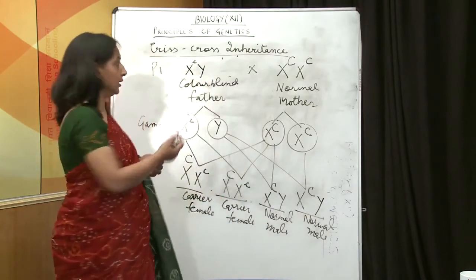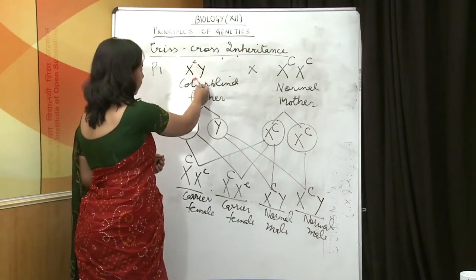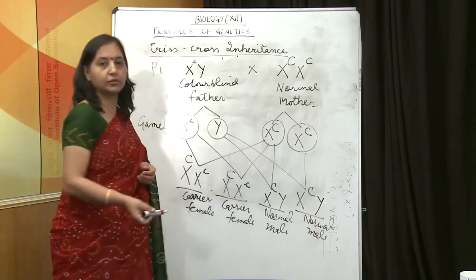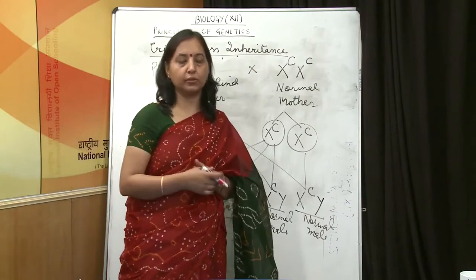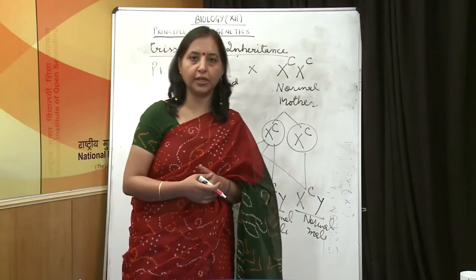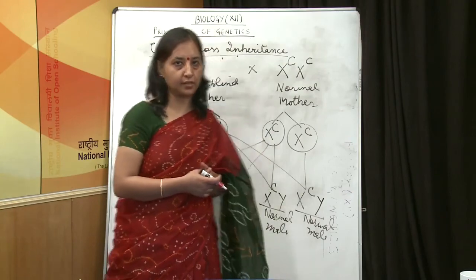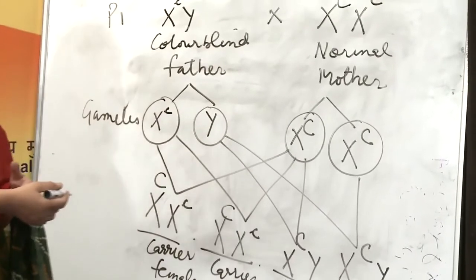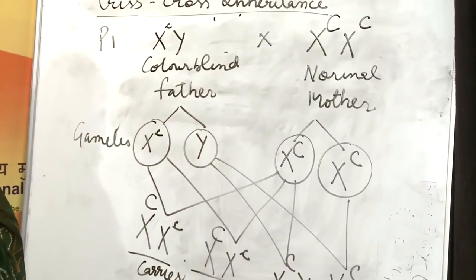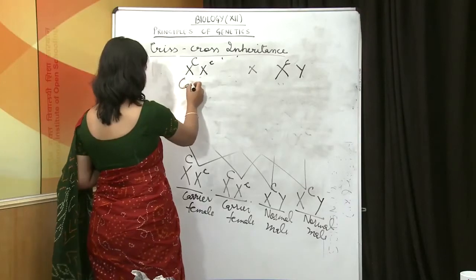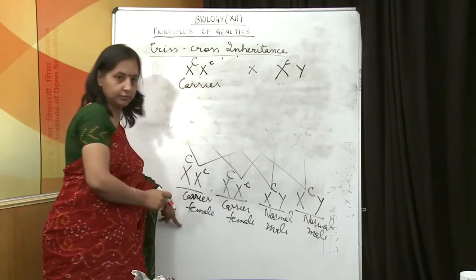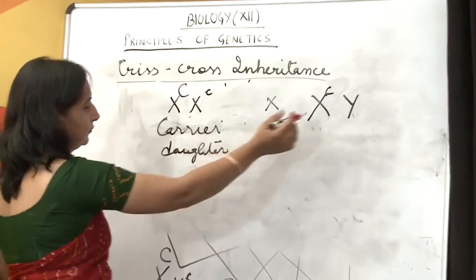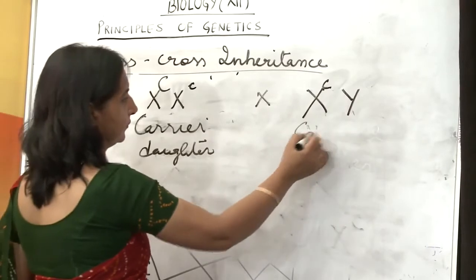Now here we can see that the father is transferring the defective gene to his daughter, and the daughter is going to pass it on to her children, and this kind of inheritance is called crisscross inheritance. We can see further how a colorblind father is passing on the defective gene to his grandsons or granddaughters. This is a carrier female or carrier daughter, which we have taken from here. She marries a colorblind man.